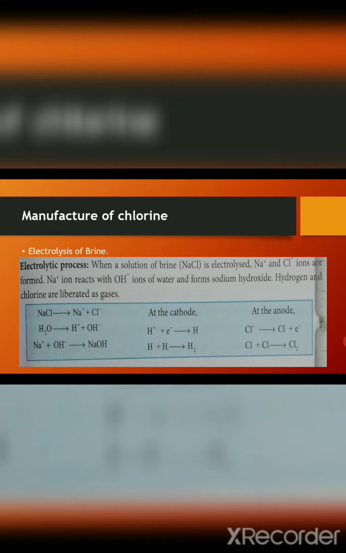Similarly, at anode what happens? Anode is positive. Therefore, there the chloride ion, Cl minus ion, dissociates into Cl and electron. And 2 Cl atoms combine together and form Cl2 molecule. So this is the reaction which takes place at anode and cathode.